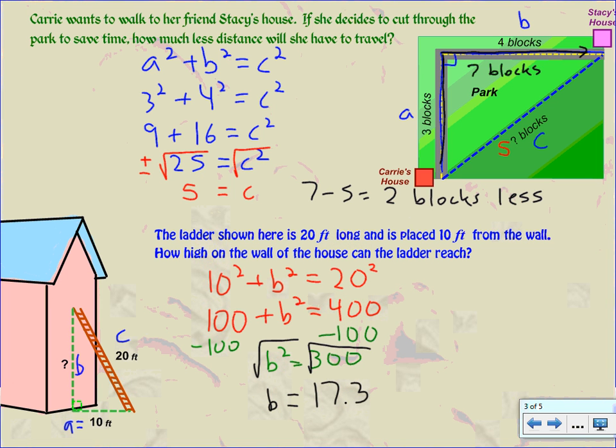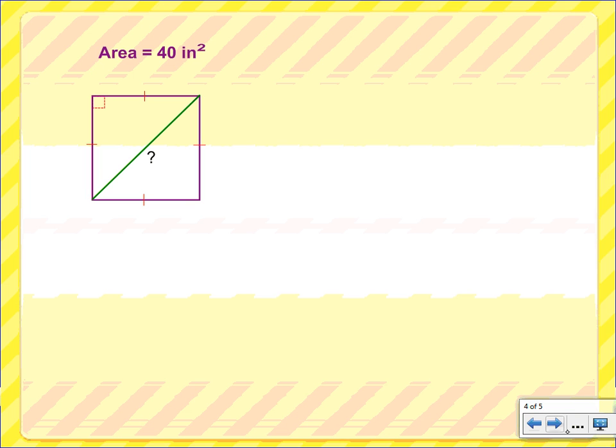Our decimal goes 0.320508, blah, blah, blah. So the nearest tenth is 17.3. And this is in feet. We should always, of course, put our labels on. Look good so far? Okay. Hopefully you've been following so far. We got one more to do. One more down. Go to the next page here.